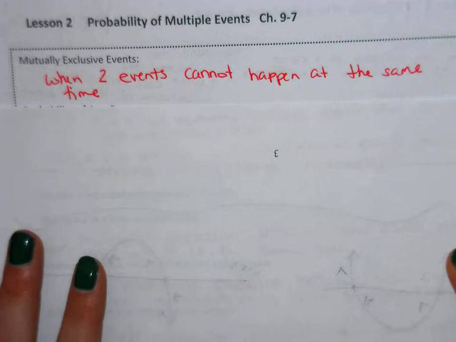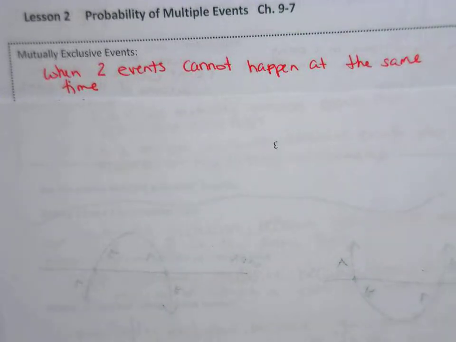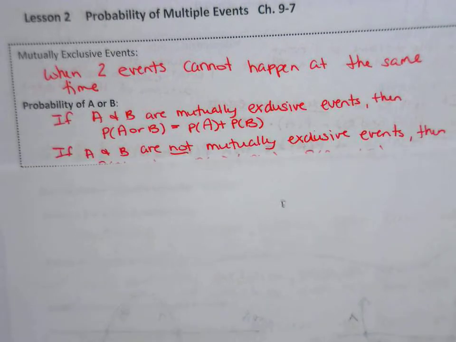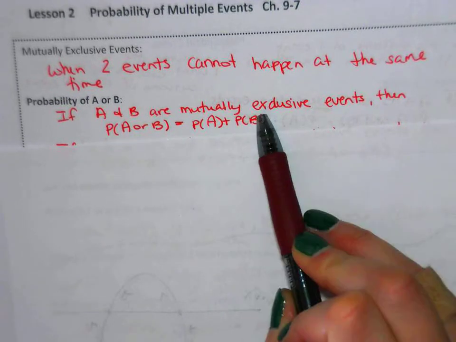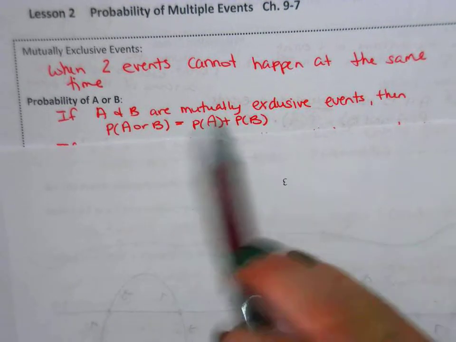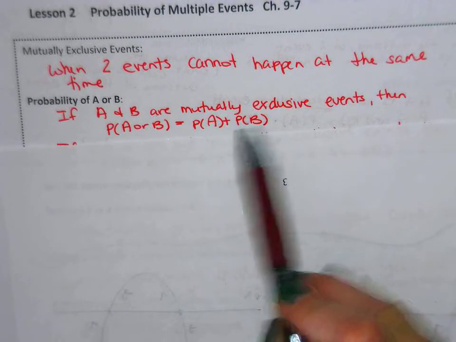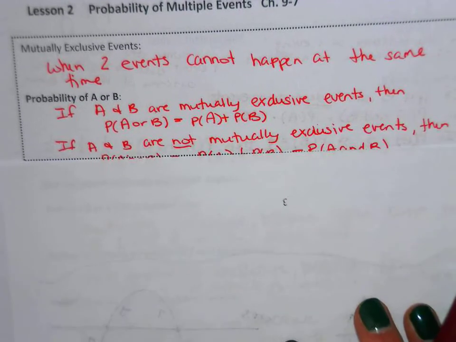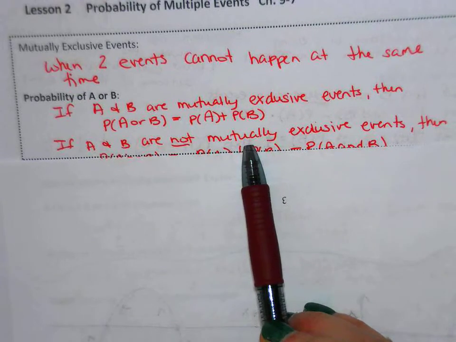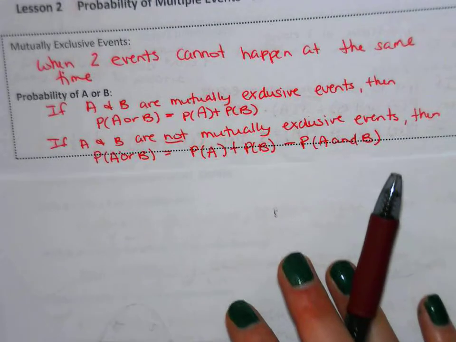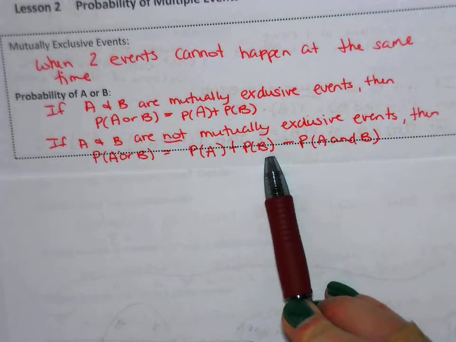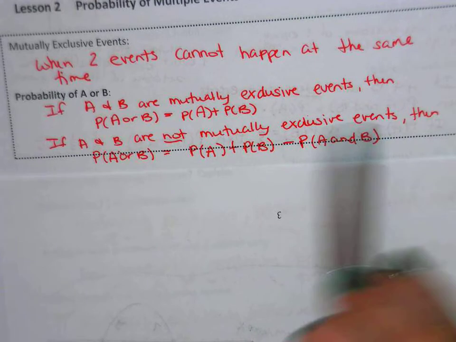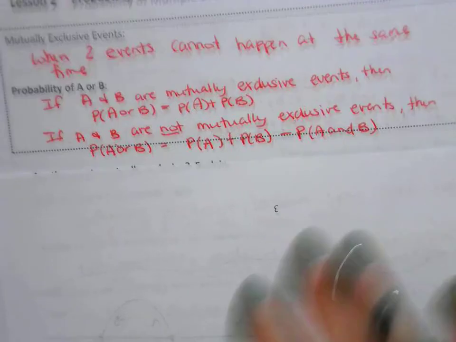Alright, a mutually exclusive event is when 2 events cannot happen at the same time. The probability of A or B, if A and B are mutually exclusive, meaning they don't happen at the same time, is the probability of A plus the probability of B. If A and B are not mutually exclusive, meaning they do happen at the same time, then the probability of A or B equals the probability of A plus the probability of B, but then you subtract when they're the same. So let's look at some examples.